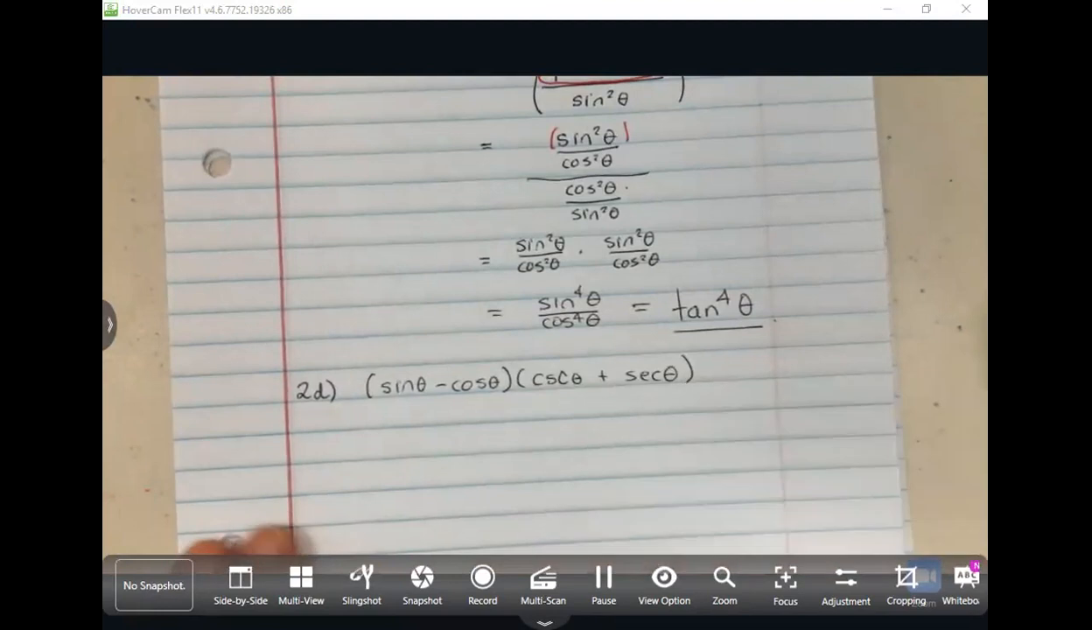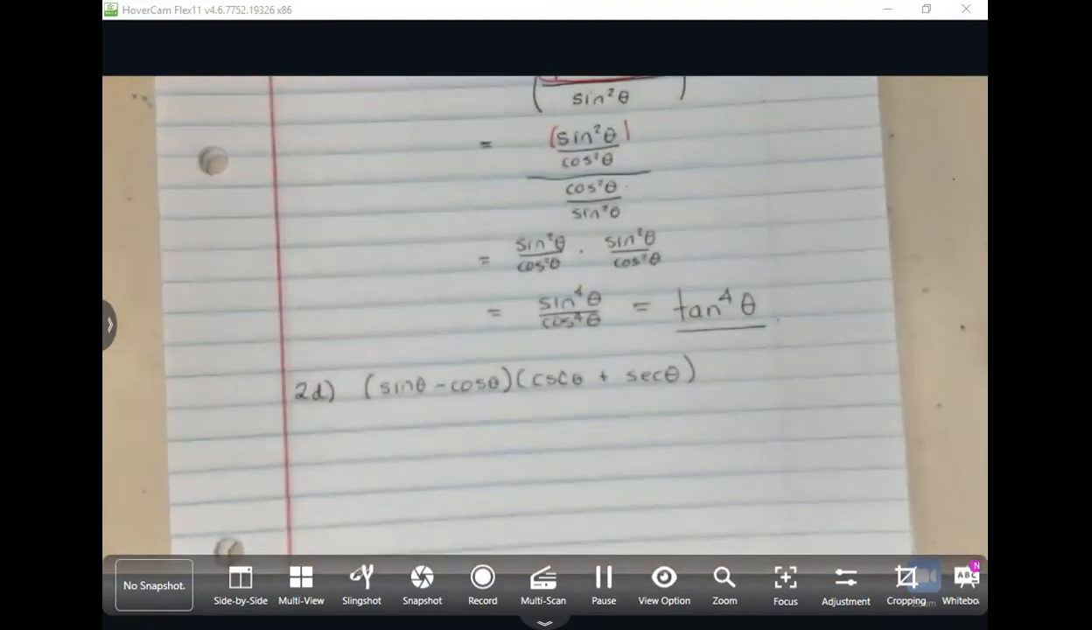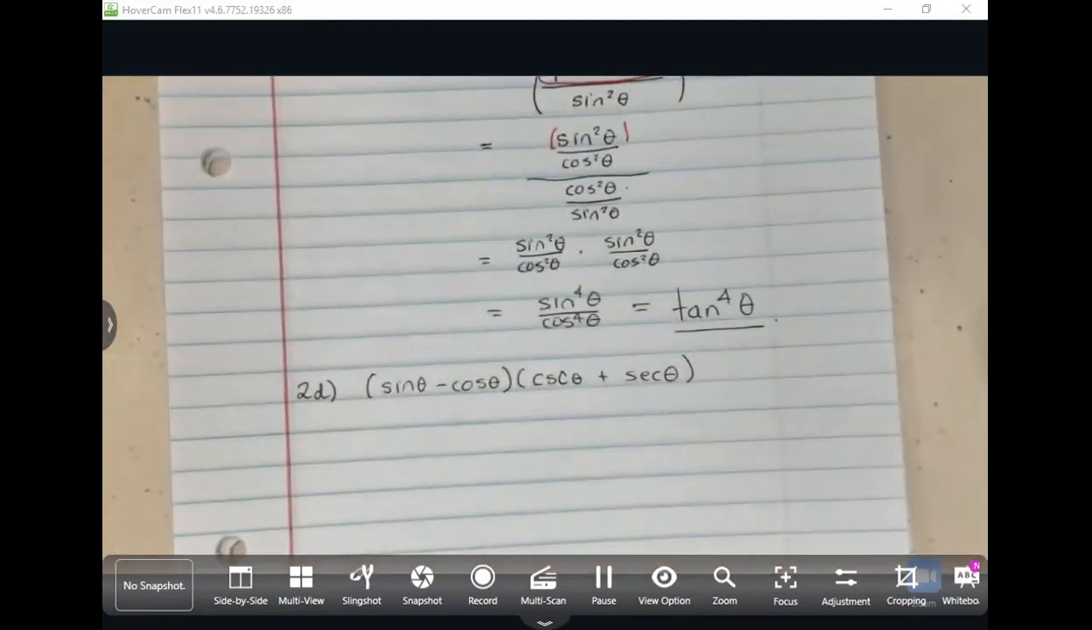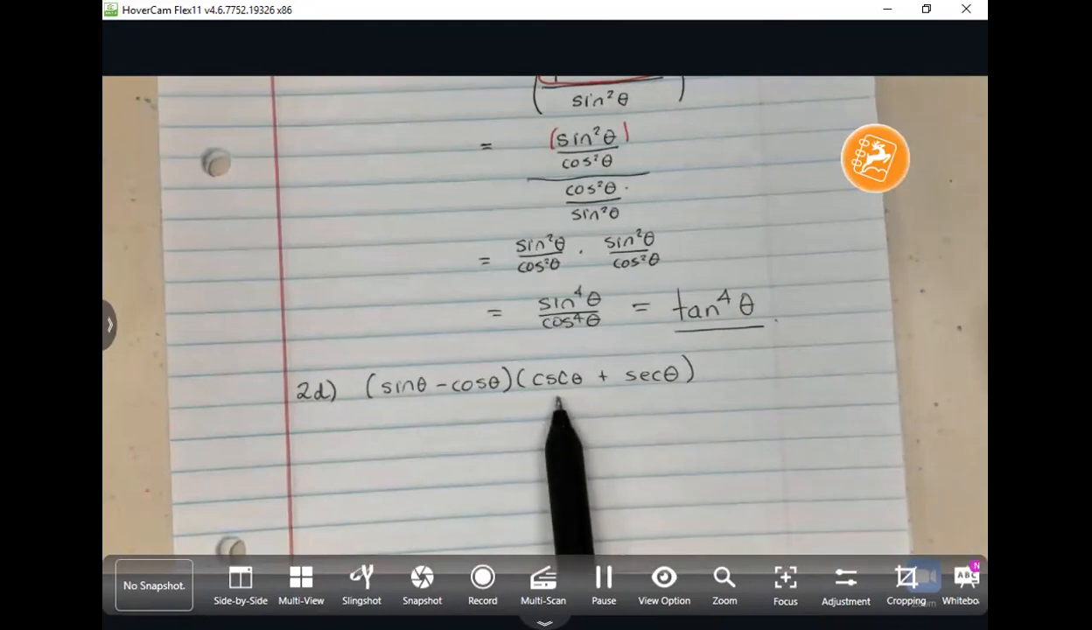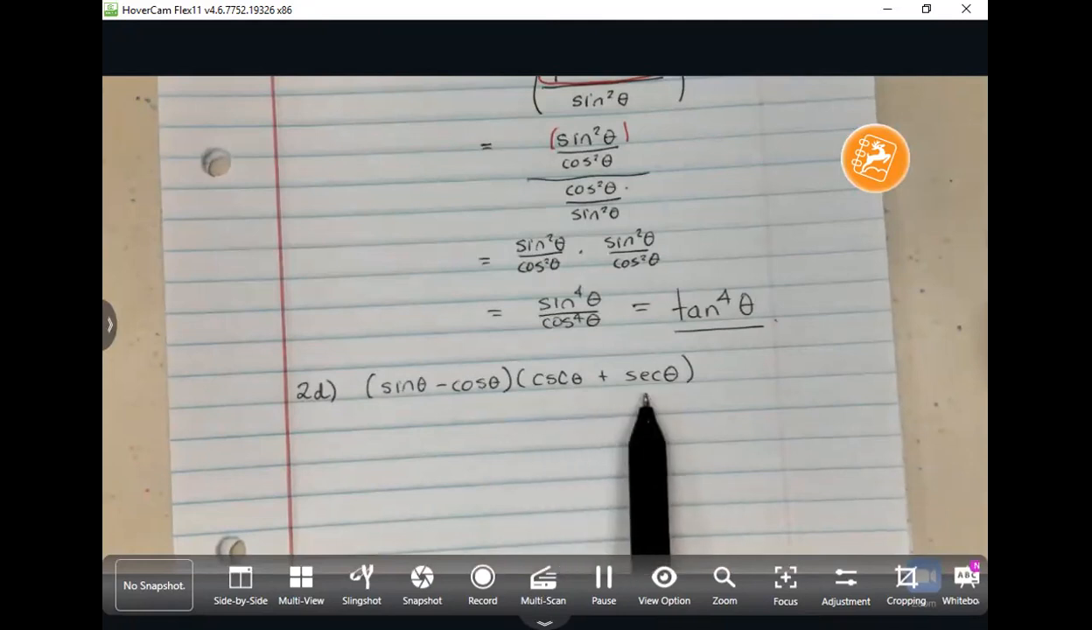The instructions are the same: simplify. And so typically, again, that means write in terms of sines and cosines and see what happens. So before I multiply this out, I'm going to write cosecant of theta as 1 over the sine of theta. I'm going to write secant of theta as 1 over the cosine of theta.